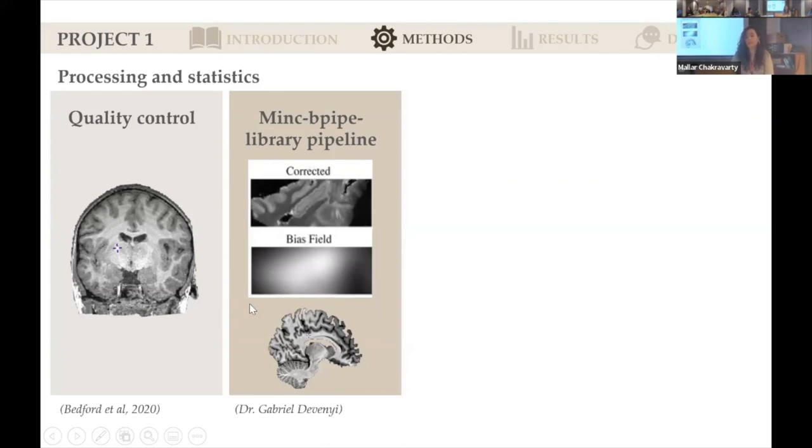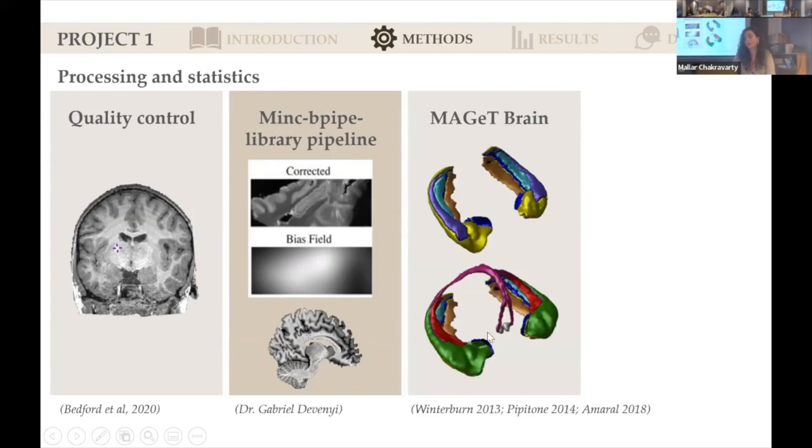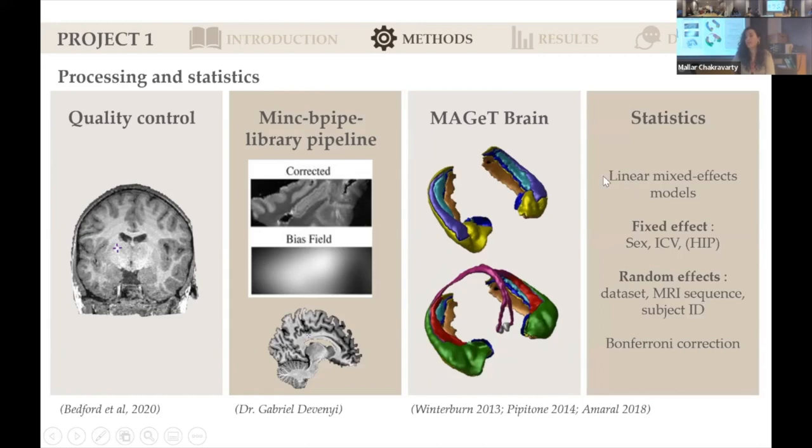Then we used the MAGeT Brain algorithm to extract the gray matter and white matter subfields of the hippocampus. And finally, for the statistics, we used a linear mixed effects model. We used sex and ICV as fixed effects, and dataset, MRI sequence, and subject ID as random effects. We corrected everything for multiple comparisons using Bonferroni correction.